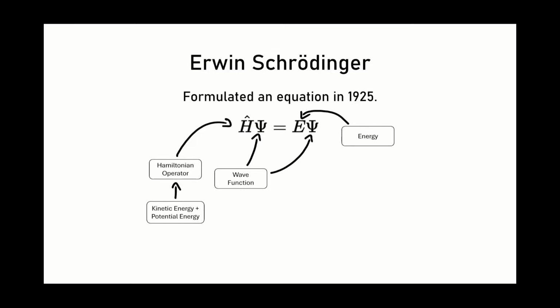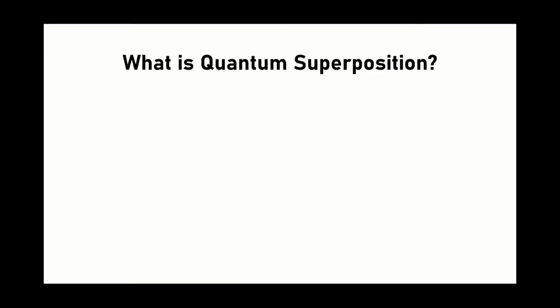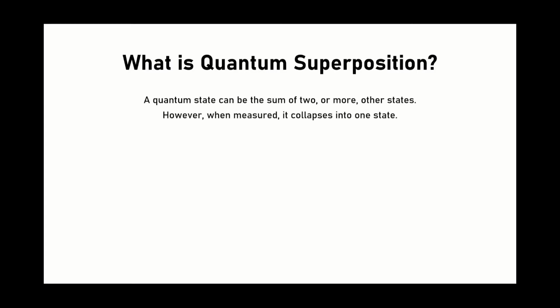Now, since we can describe particles as waves, we can say that a wave function could be made up of two different other wave functions superimposed onto each other. And this has led on to quantum superposition. So what is quantum superposition? A quantum state can be the sum of two or more other states. However, when this is measured, it collapses into one state.